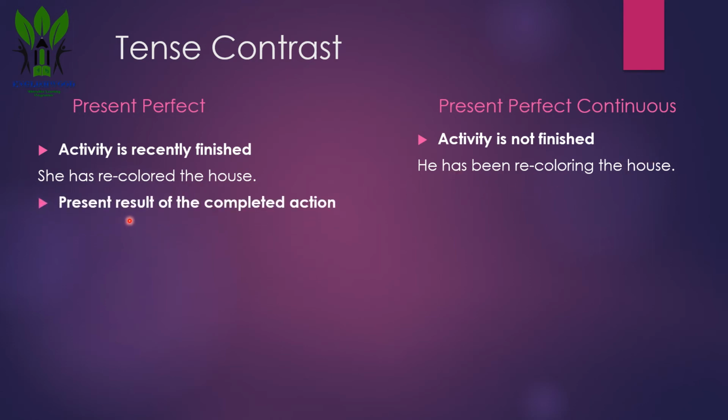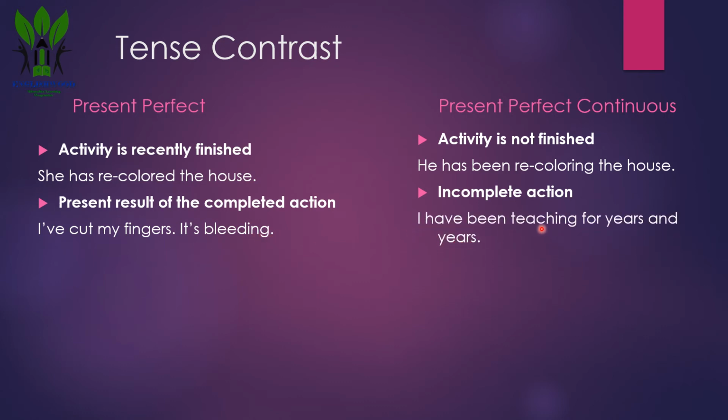Simple present: result of the completed action. Incomplete action. I have cut my finger. It's bleeding. So this is what you use present perfect for. Oh, I have cut my finger. Hey, look, this is bleeding. Evidence. I have been teaching for years and years. Present perfect for a period of time.